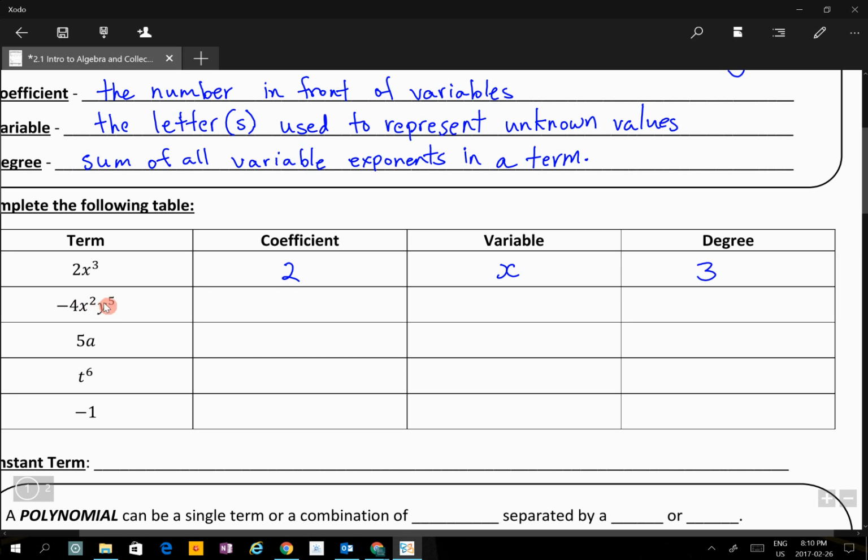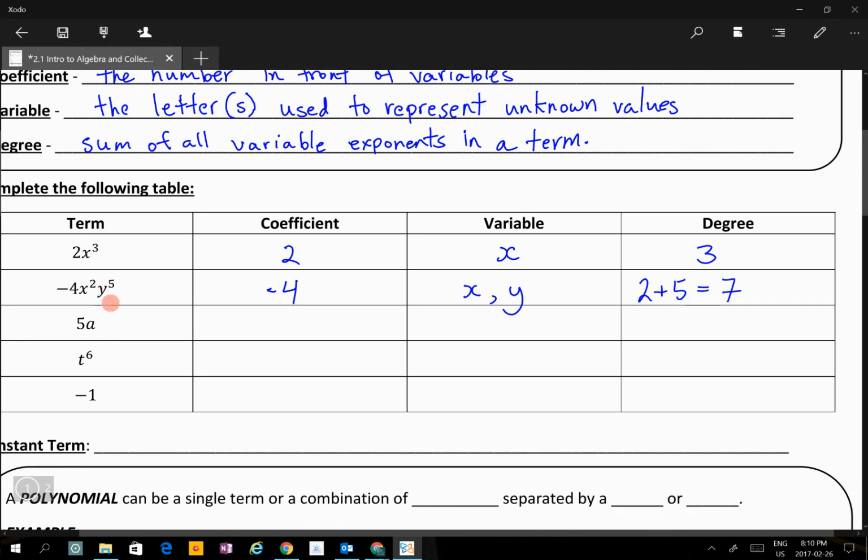Negative 4x squared y to the power of 5. Here my coefficient is negative 4. My variables are x and y. And the degree is, if I sum these exponents for my variables, 2 plus 5, the degree is going to be 7. So 2 plus 5 equals 7.